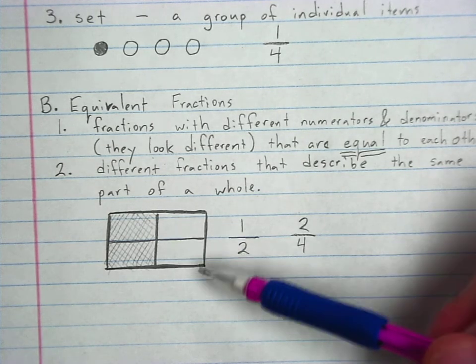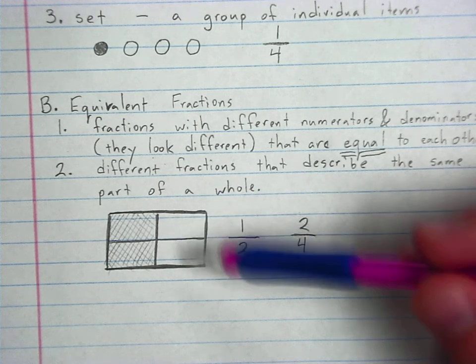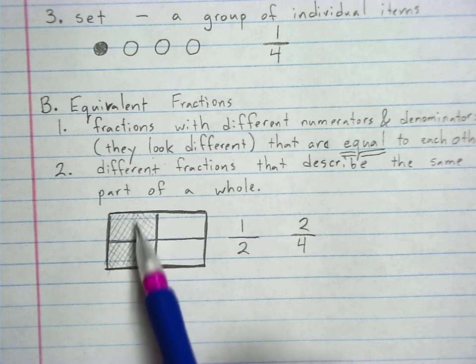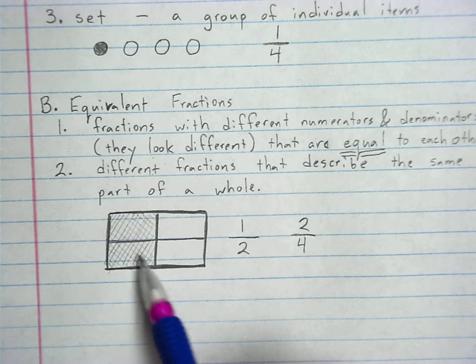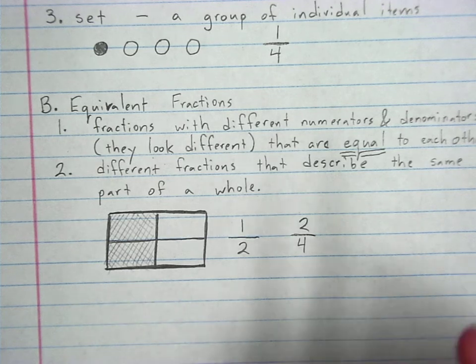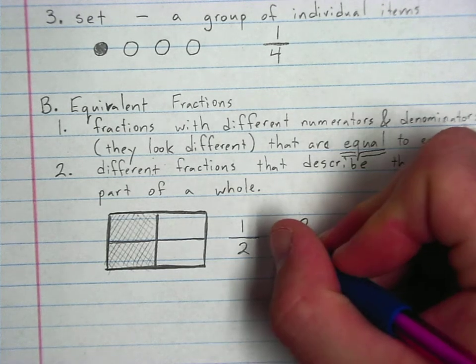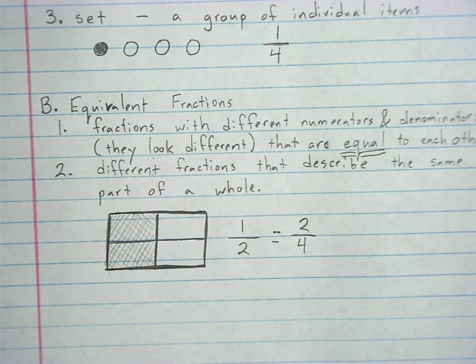Did I shade anything extra? No. Did I go back in and color? Did I do any more cross-hatching? No. The exact same amount of stuff is colored, but I broke the overall whole into more pieces. I broke it into smaller pieces, so I needed more of them. I needed more of them to equal 1/2.